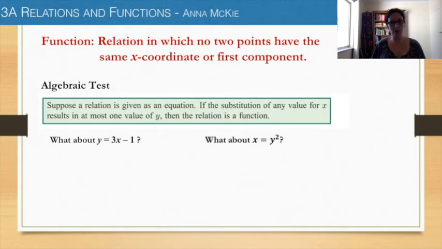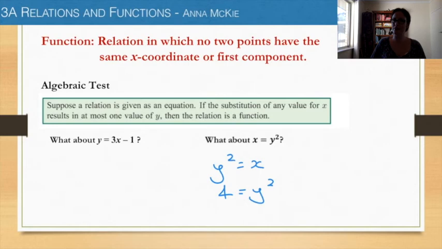x is equal to y squared. Well, let's substitute in a value of x. First of all, I'm going to rearrange it to write it this way around. Oh, no, didn't have to do that. But anyway, if x was equal to 4, again, like I used with the other one, what is y equal to? y squared is equal to 4.